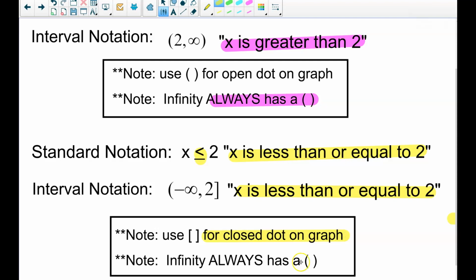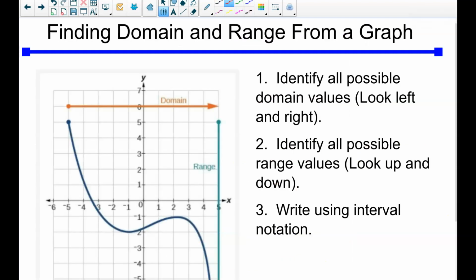And infinity, again, always has those parentheses, and the reason is because that continues to go on forever and ever. So we'd have those values in a positive or negative direction when we're listing out our intervals here. So jumping back into some examples with this, it says finding domain and range from a graph.